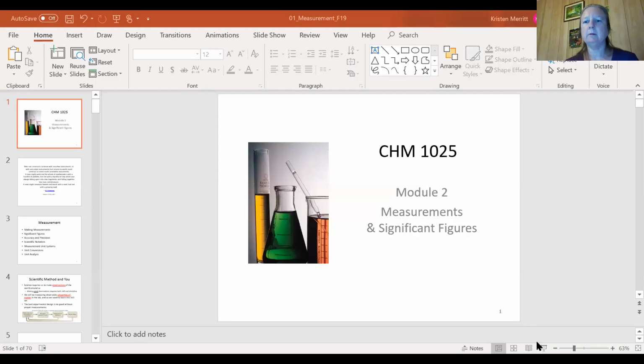Let's see, share screen. Come on. There we go.